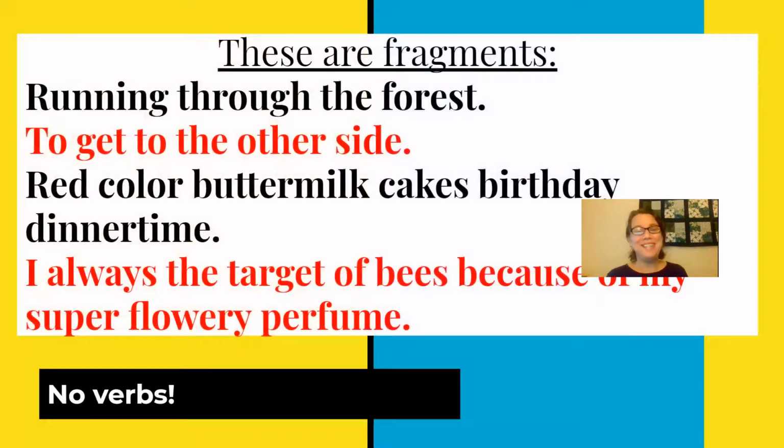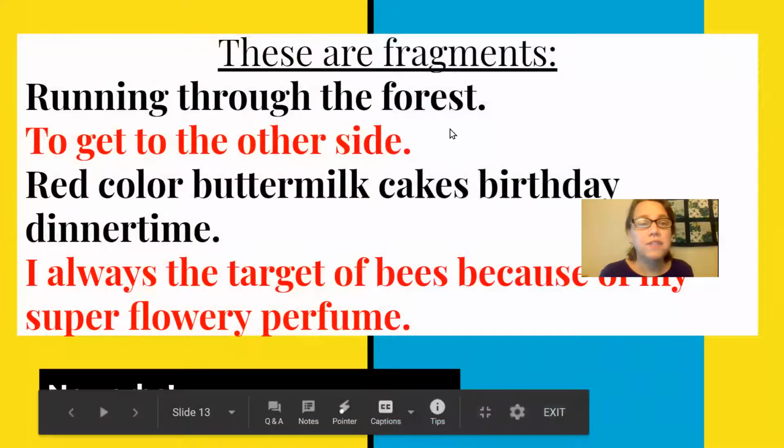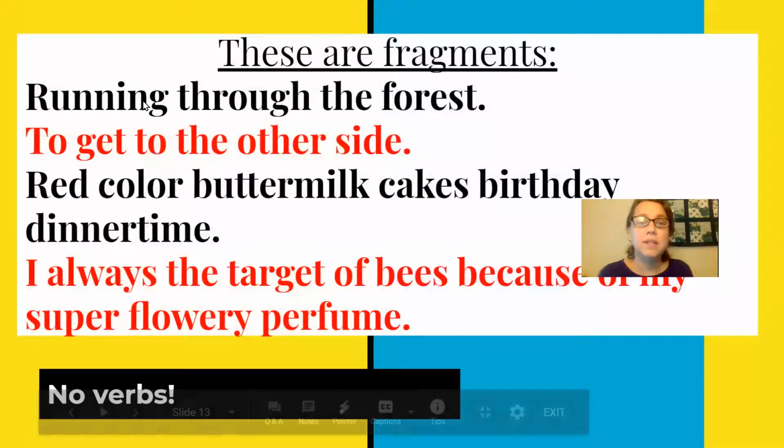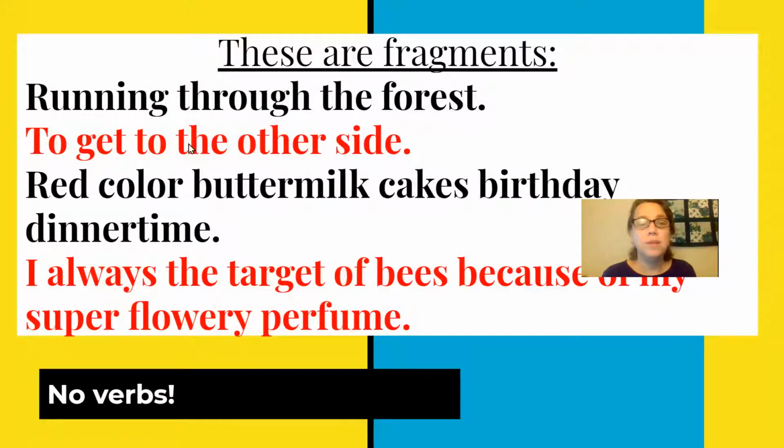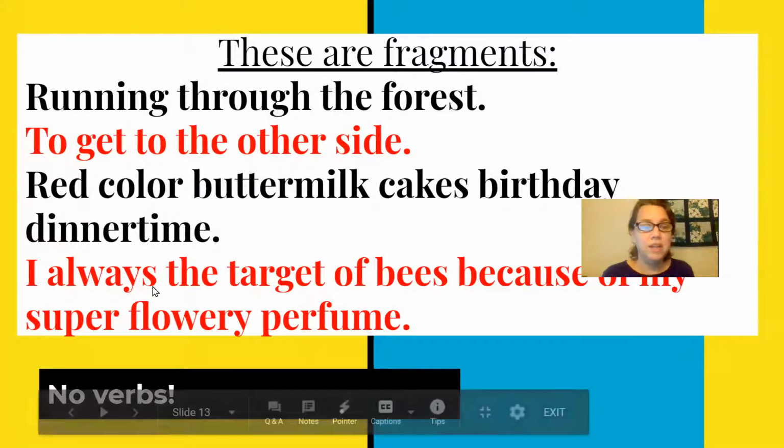These are fragments. We're talking about fragments. That's what this video is about, fragments. Fragments, are they good or bad? They're bad. So these are fragments. Why? Because running is not a verb, right? So there's no verb. To get to the other side, to get is not a verb, so there's no verb. Here, there's no verb. It's just a bunch of words. Here, there's no verb.